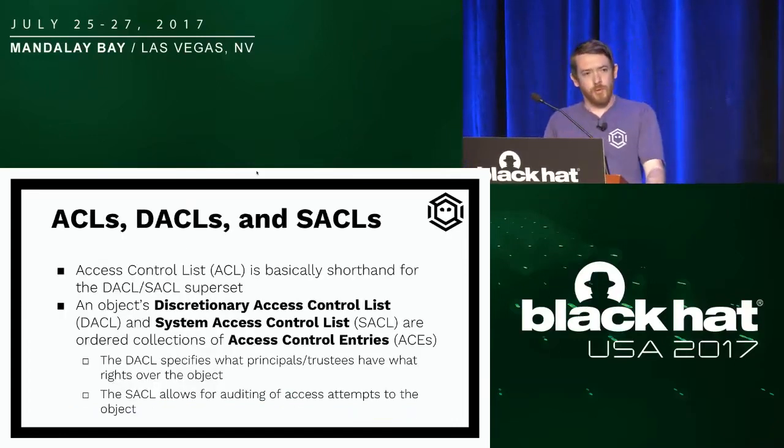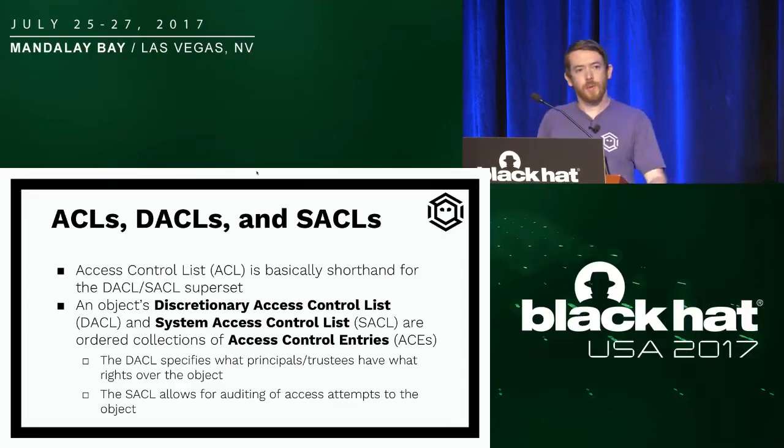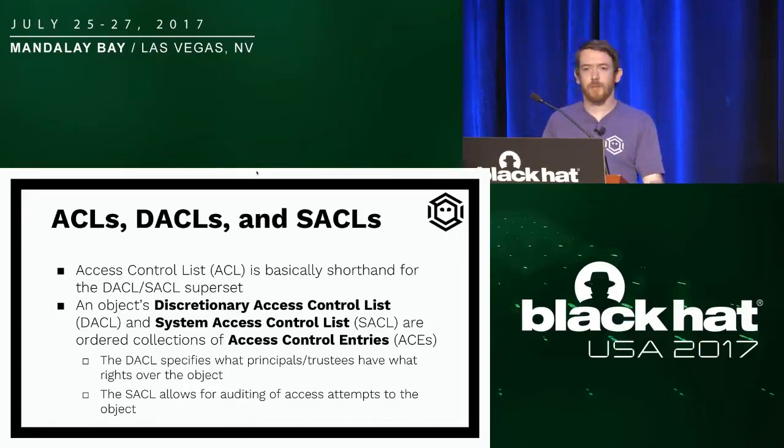A lot of people use these terms interchangeably. We use ACL and DACL interchangeably, but the access control list is actually the superset of the SACL and the DACL. So DACL being the discretionary access control list, and the SACL being the system access control list. It's a pointer to an ordered collection of access control entries, or ACEs, that are stored for the object. So the DACL is what actually defines who has what rights, what principals have what rights over a particular object. So it's just the access control model. The SACL allows for auditing of success and failure auditing on accesses to different components of the object, but we're not really going to cover that in this presentation.